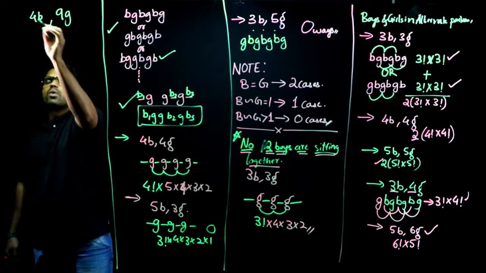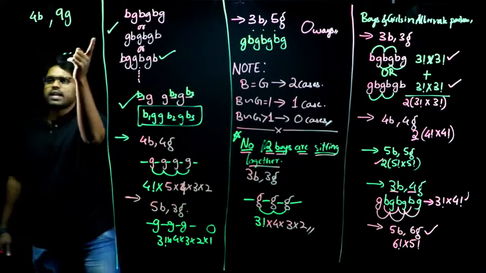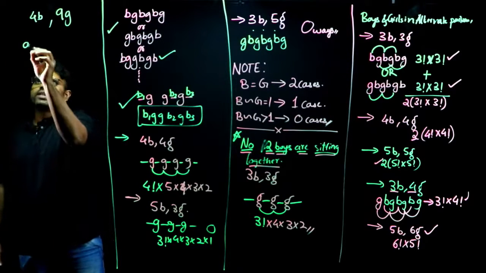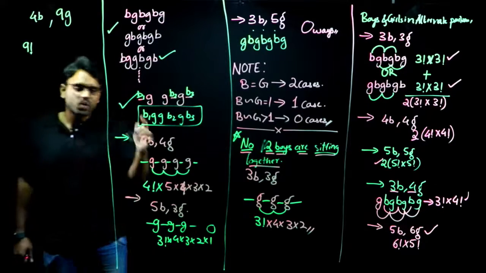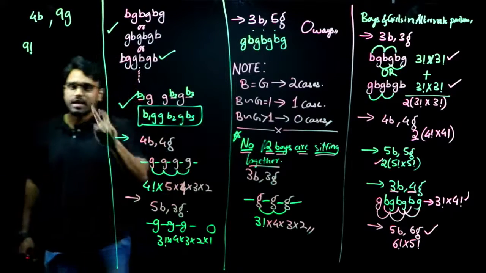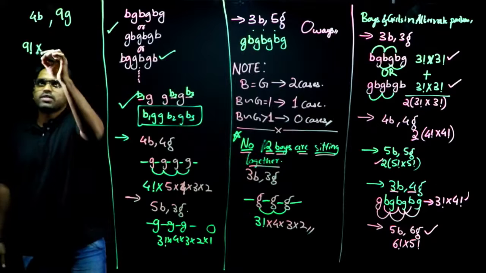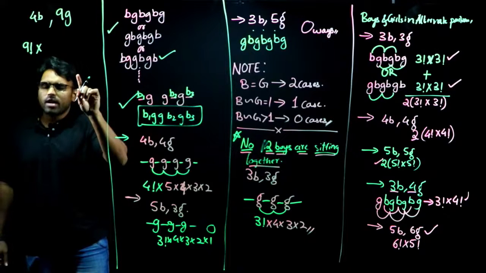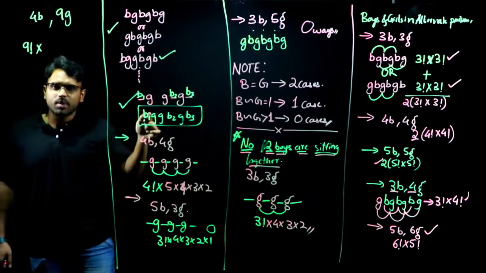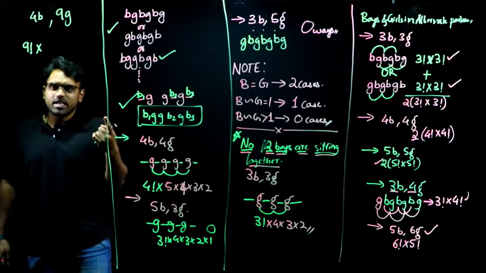Now, if the number of girls are more comparatively, if the number of girls are 9 and there are 4 boys, what will happen? 9 girls are there. 9 factorial, they can be arranged. How many spaces will be created? Plus 1 space will be created. If there are 9 boys, I will start creating spaces between them. 1 extra will be created. 10 spaces will be there.